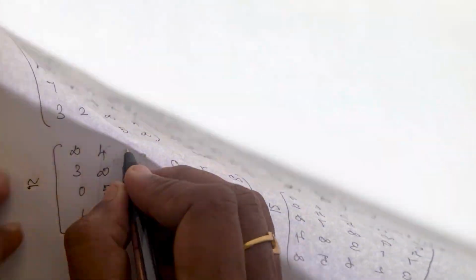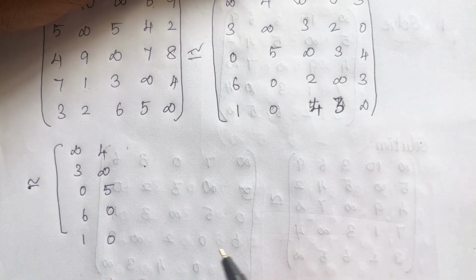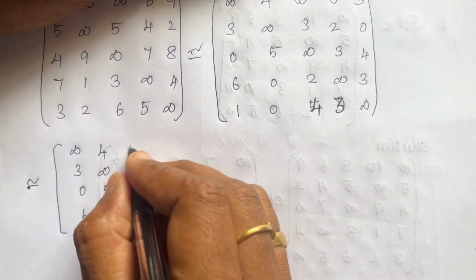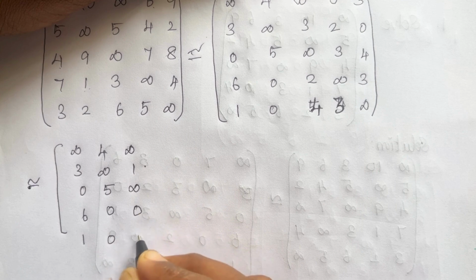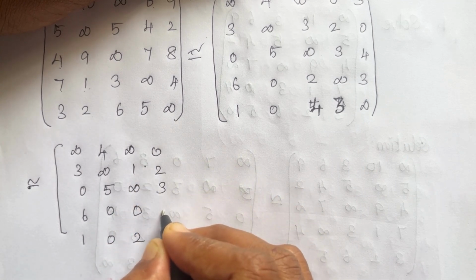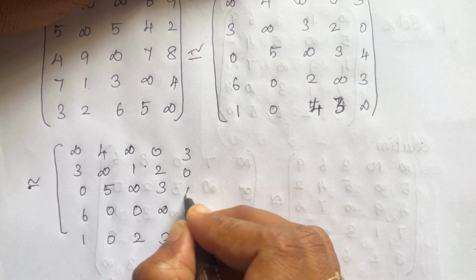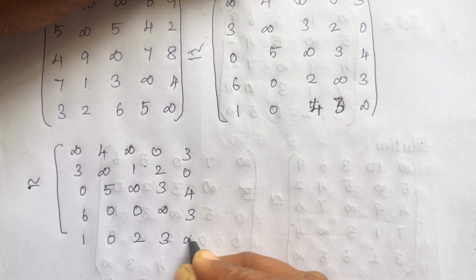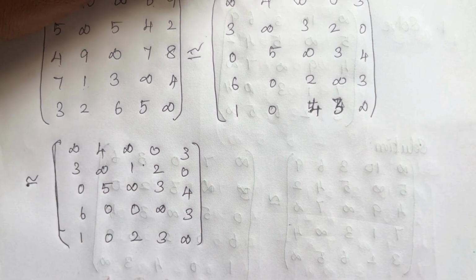So the third column is infinity, 1, infinity, 0, 2, 0, 2, 3, infinity, 3, 3, 0, 4, 3, infinity. Okay, so now we are going to start the allocation of zeros.